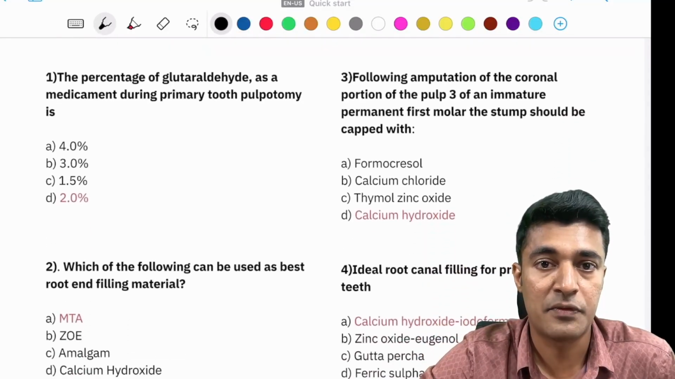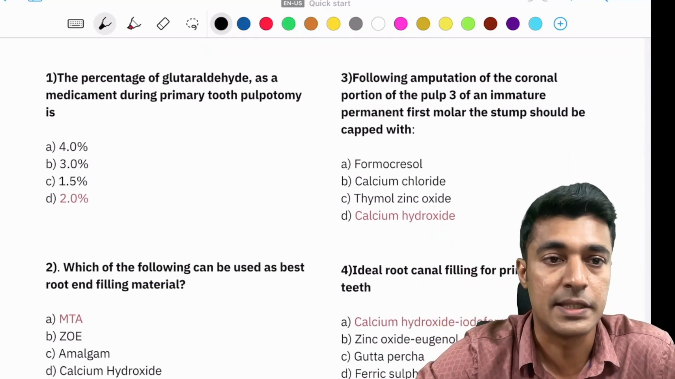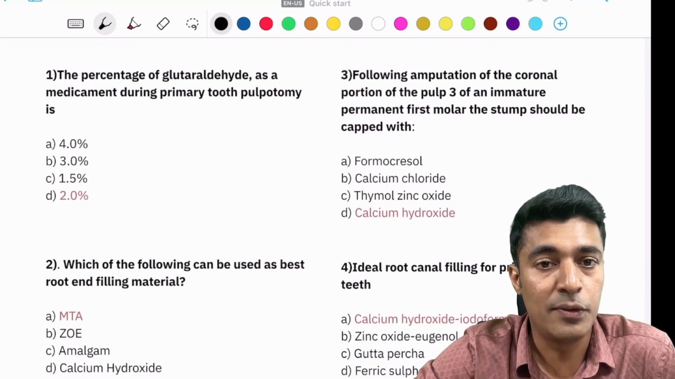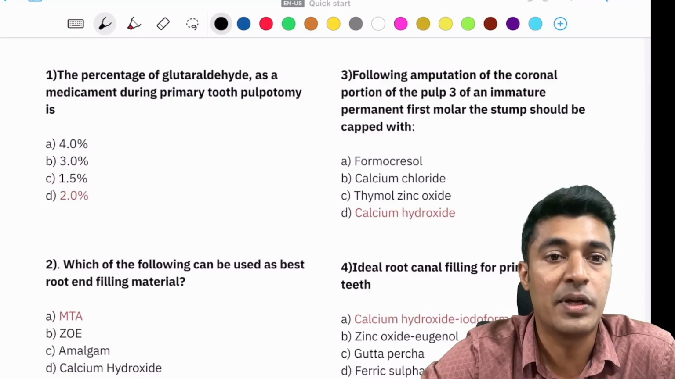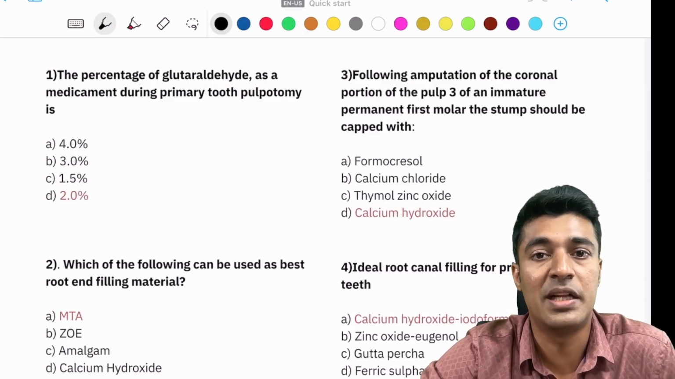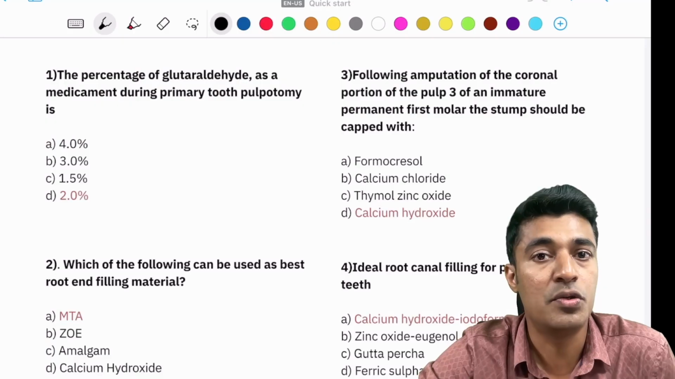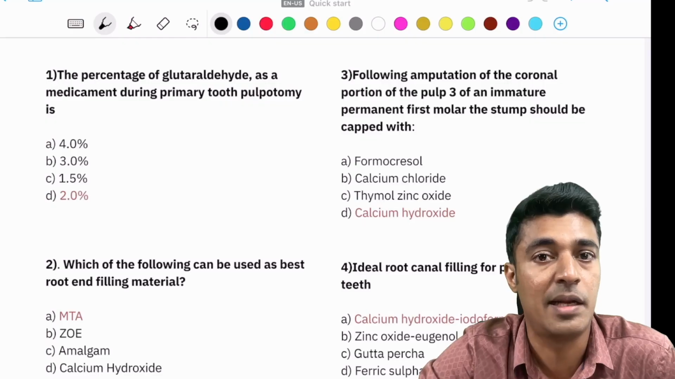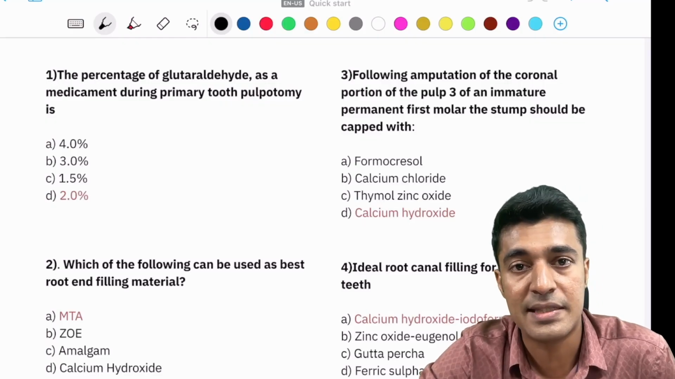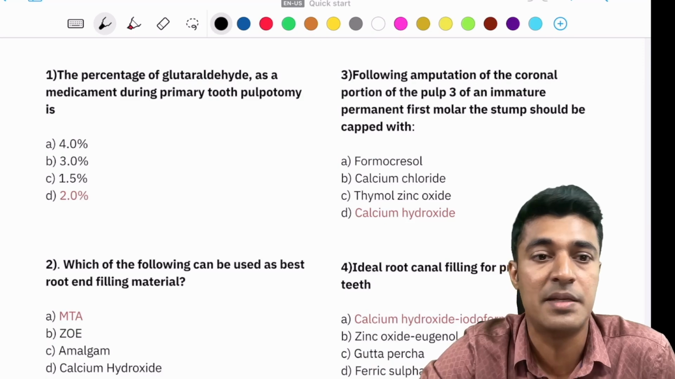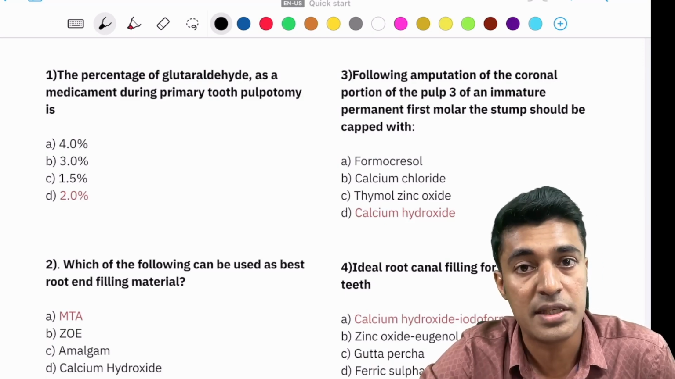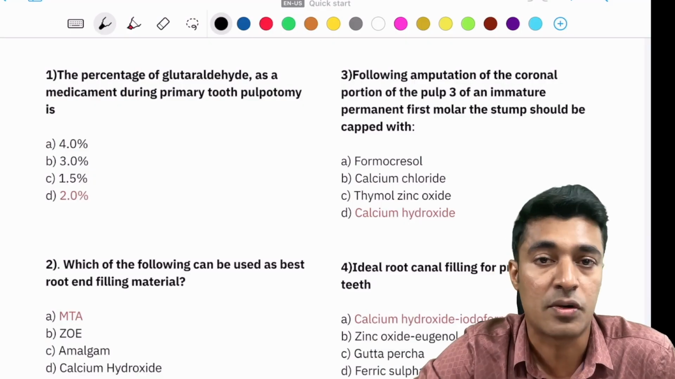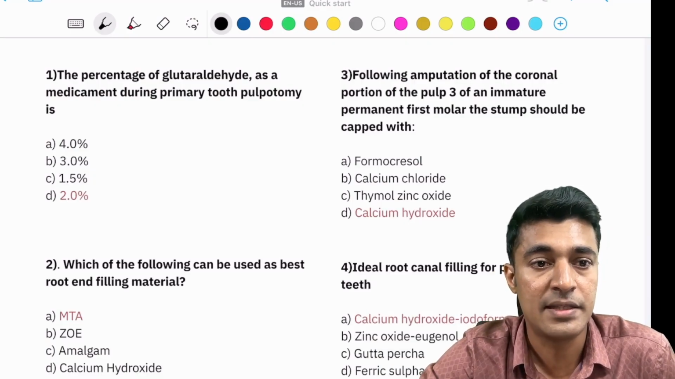Now let's discuss some of the questions that were asked in the previous years. The percentage of glutaraldehyde as a medicament during primary tooth pulpotomy that is commonly used is 2%. Why 2% is used is because it is only the 2% that has antibacterial properties. Any percentage less than 2% has insufficient antibacterial properties, and concentration more than 2% will be toxic. So the answer for that is option D.